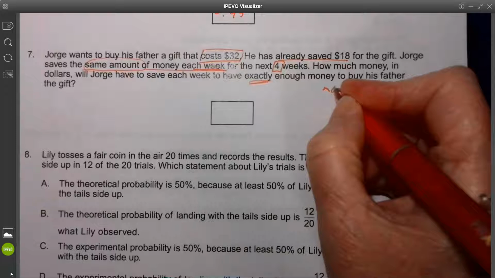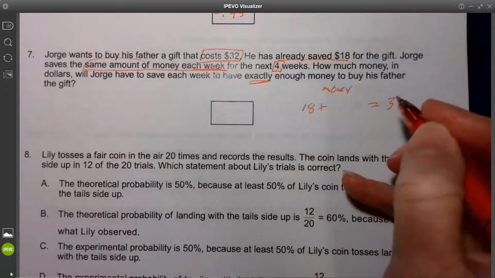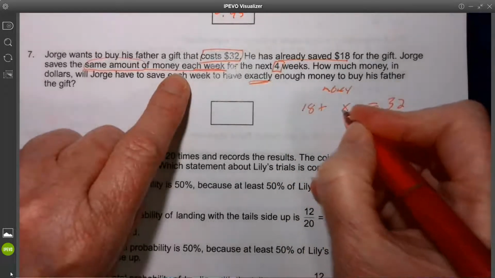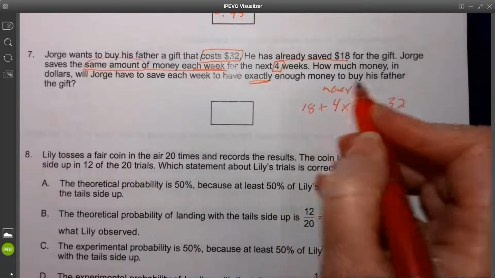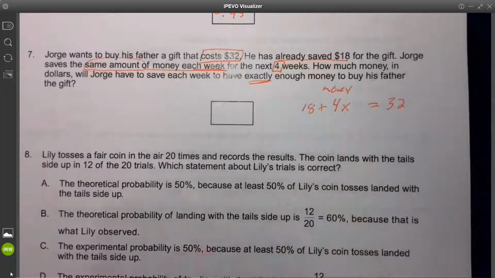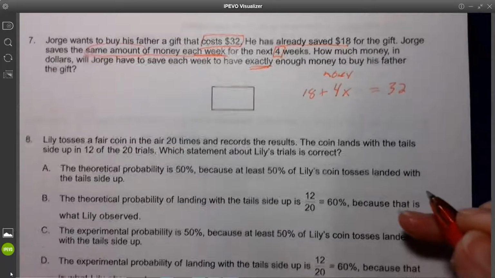Okay, so what is his money that he has? He has $18. Plus, he's going to save the same amount, X. That's what we're finding. Okay, X is the amount of money that he wants to save. That's your equation. Okay, now we just solve that equation. Go ahead and do that. Pause yours, solve it.